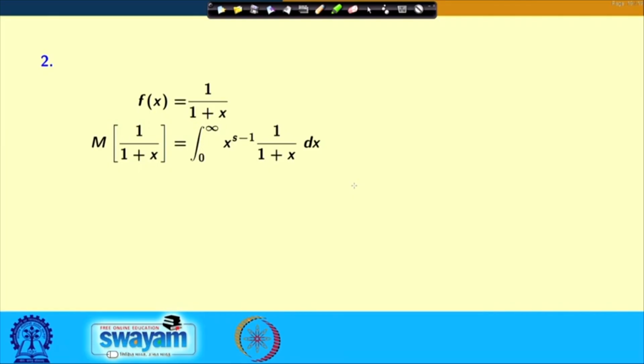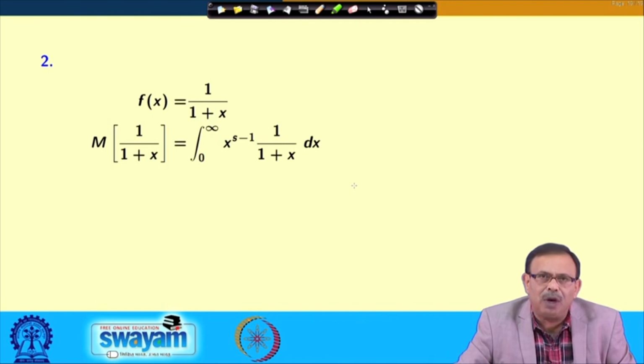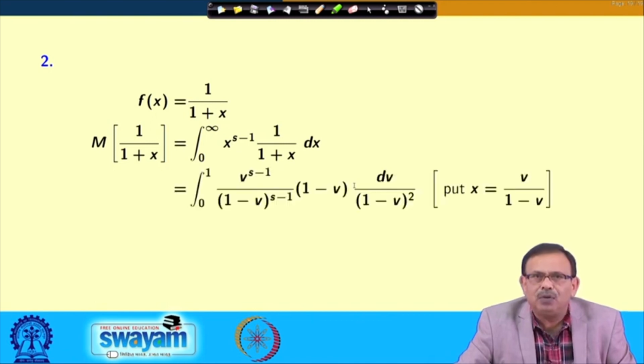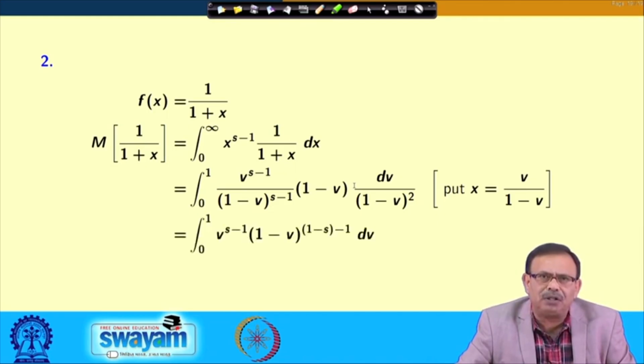If I take the Mellin function, 0 to infinity x to the power s minus 1, 1 by 1 plus x dx, which is nothing but, if I put x equals v by 1 minus v, I have shown the calculation in detail. So, this becomes this integral, and this I can write as 0 to 1 v to the power s minus 1 into 1 minus v to the power minus s, and minus s can be written as (1 minus s) minus 1, into dv.